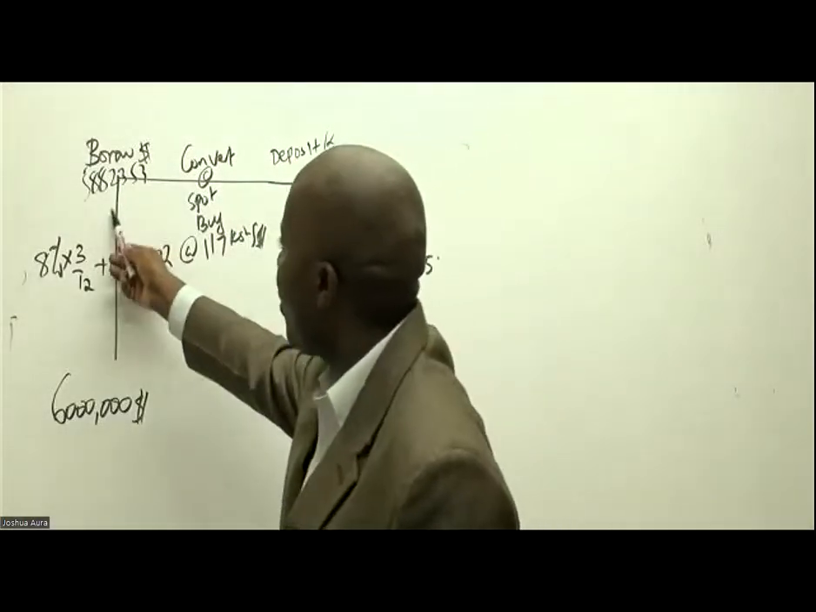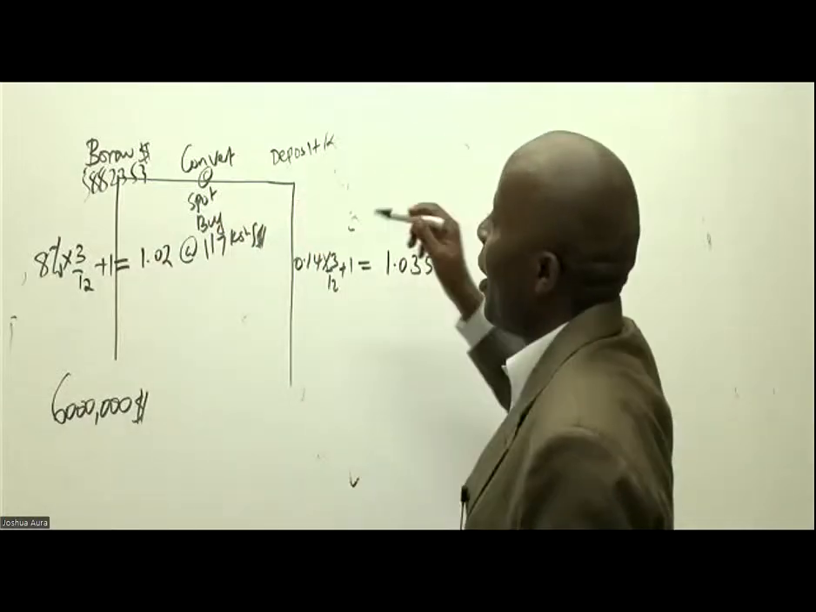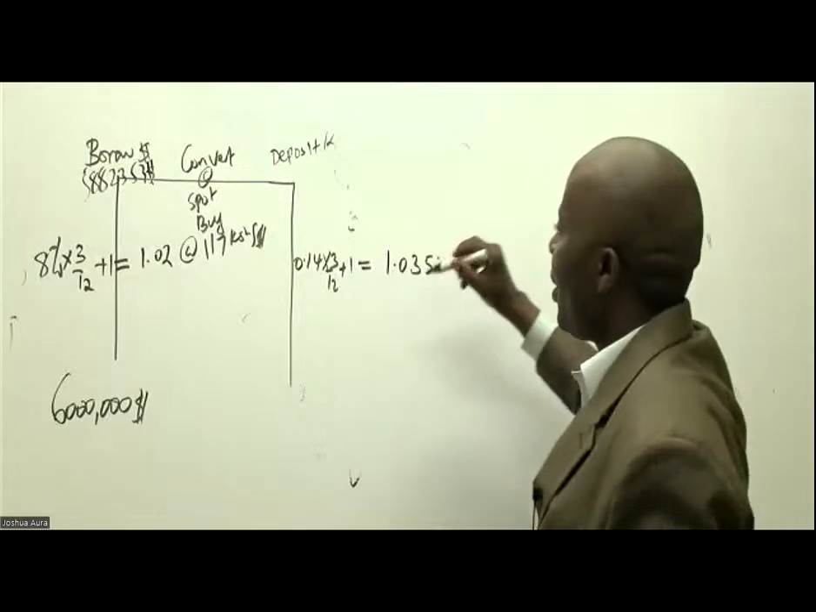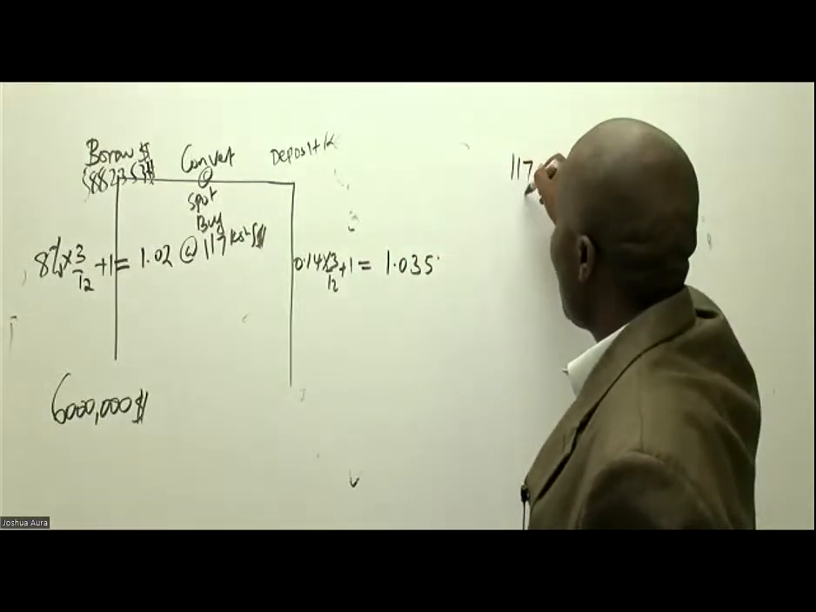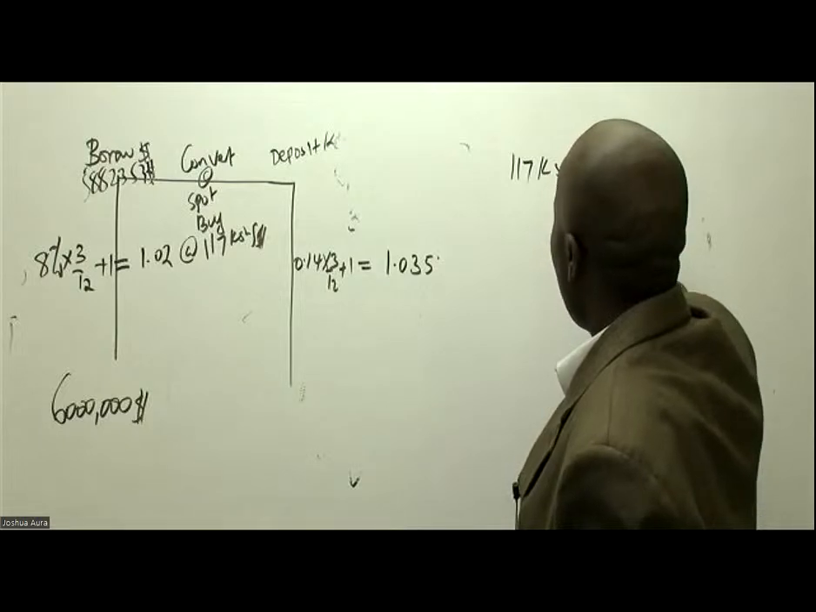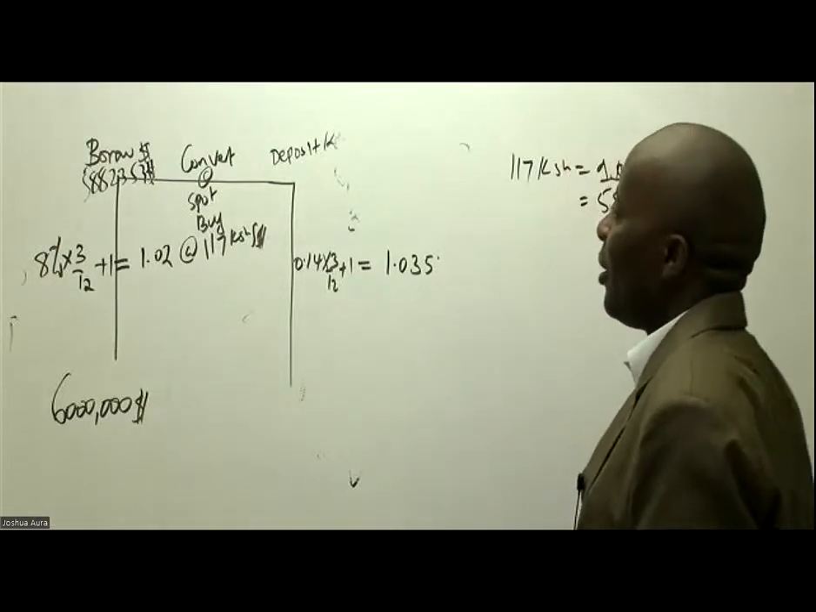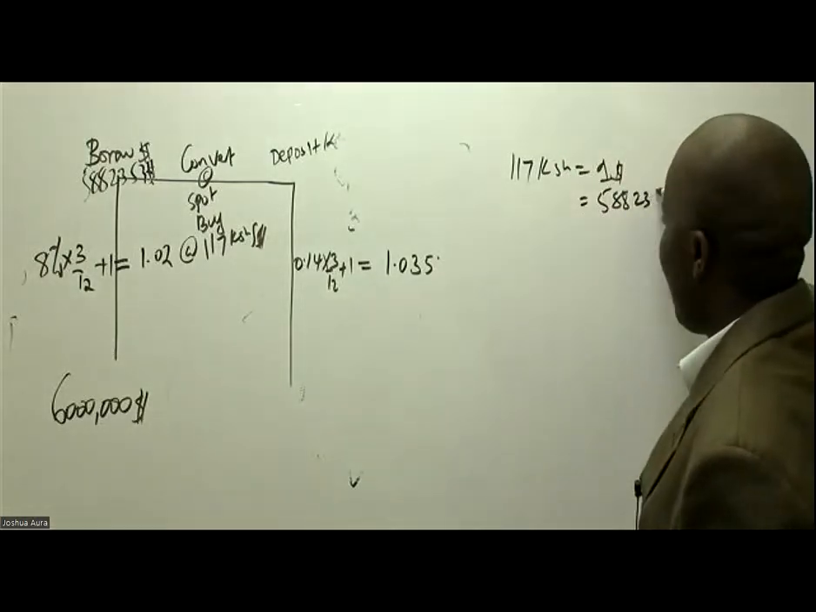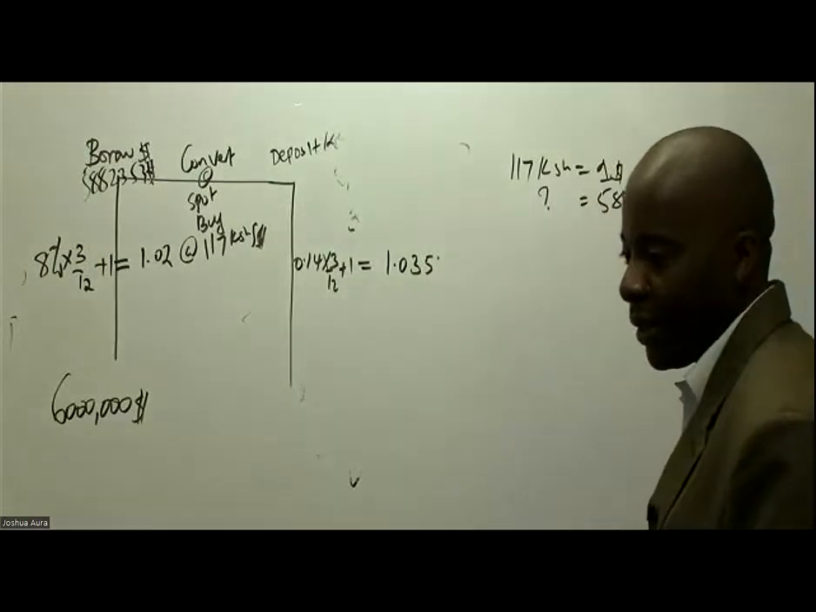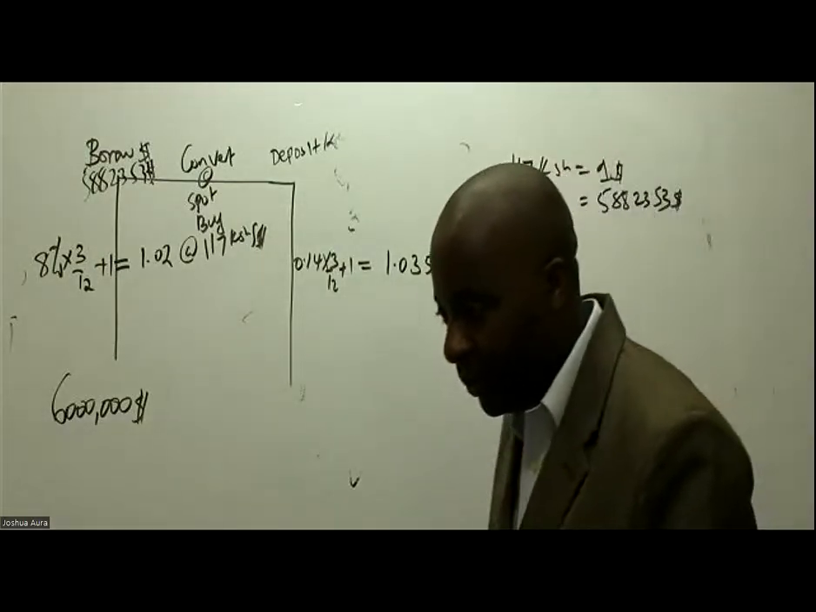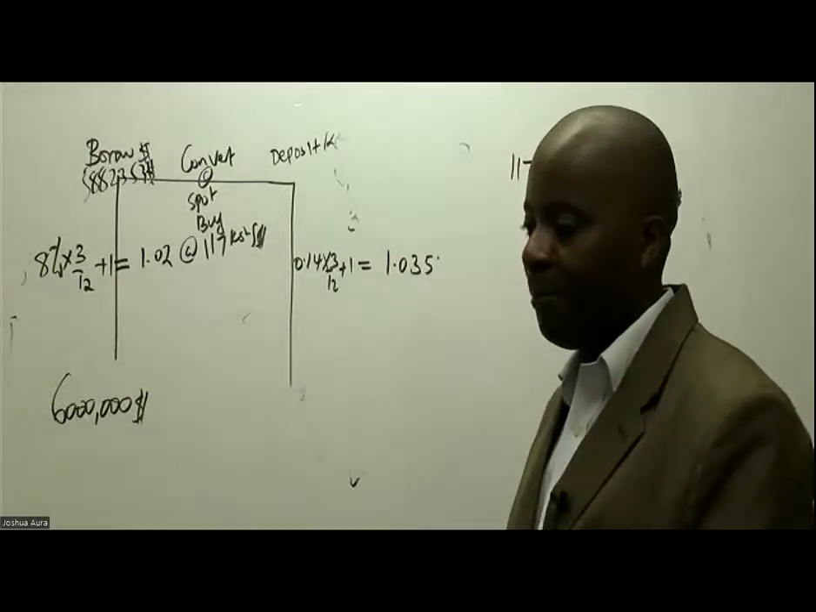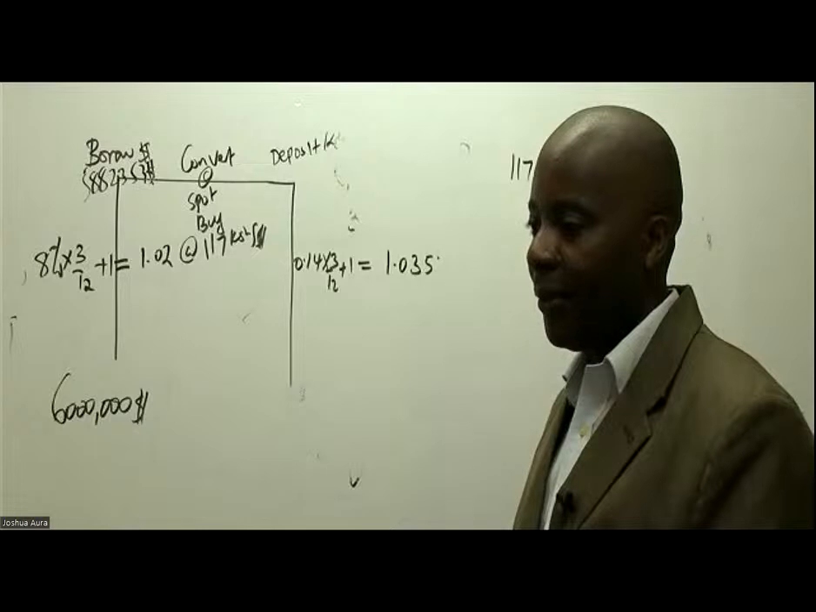So now from here to here, I can see an exchange rate. Remember, these are still dollars. So in between there, I can see an exchange. So go ahead and exchange. 117 Kenya shillings equals $1. How about 588,2353 dollars? Please give me this answer.